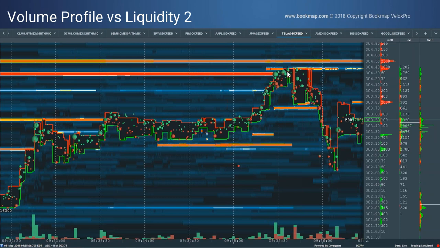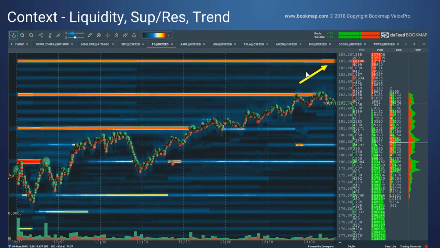We start to notice, though, that they're pulling. They pull here, they pull here, and it looks like they actually got transacted here. And we do finally dip down into that low volume node, but the story was here at this point. And the buyers stepped in again and hit the target. All right, so we're starting to understand context of the liquidity, support and resistance and trend, and putting all these pieces together.